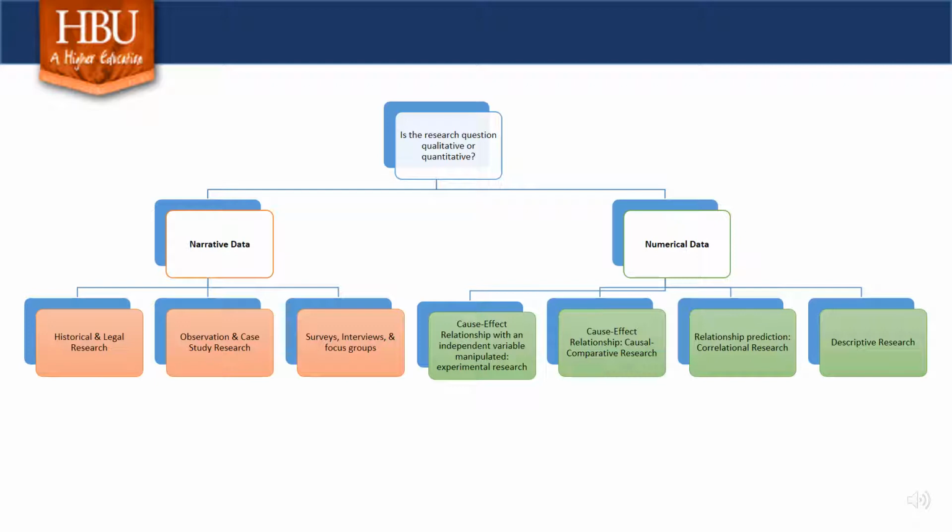On that right-hand side is what we would call quantitative research. It's a concern with numerical data. There's 4 things that I think make this helpful. You can think about it as descriptive research. We want to describe an outcome. There's also relationship prediction. We use correlation. Also with that, cause-effect. There's that causal comparative research. And finally, we can think about cause-effect relationship with an independent variable manipulated. That's more like experimental research.